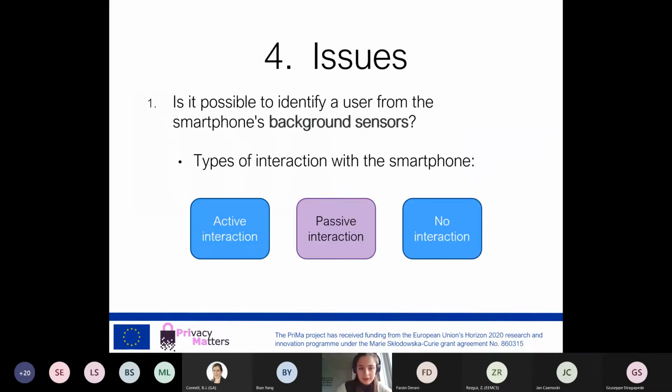Okay, now I'm going to talk a little bit about the issues that I found and wanted to solve in my PhD. The first question that I have is, is it possible to identify a user from the smartphone background sensors? To answer this question, we will first look at the three scenarios in which a user can interact with the smartphone. The first one is an active interaction. That is when the user is interacting with the phone, like answering a call, swiping up, writing, etc.